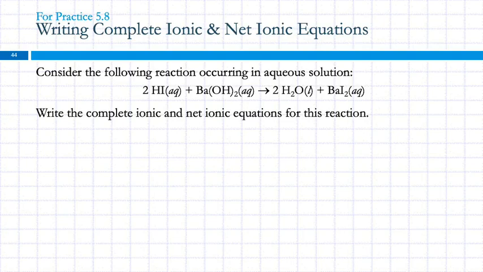So let's do an example. Here we're given the balanced equation and asked to write the complete ionic and net ionic equations for this reaction. Anything that has AQ is a possibility for getting split into ions. So we see AQ, then we ask ourselves, is it an acid? This is an acid. Is it a strong acid? Yes. So I'm going to separate that into ions.